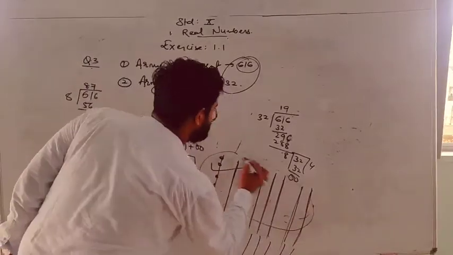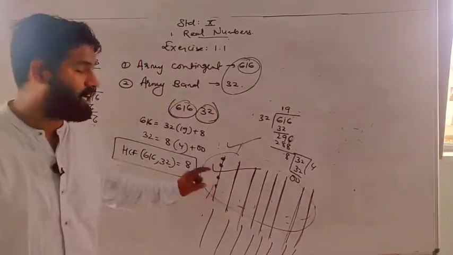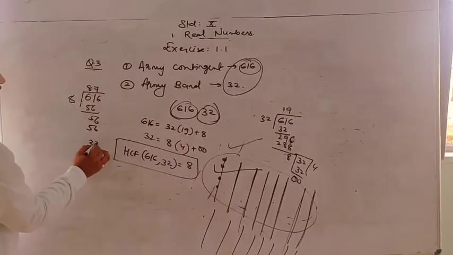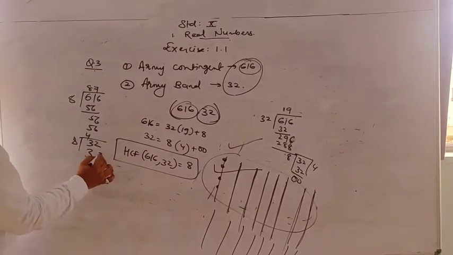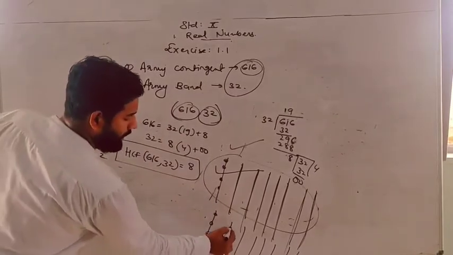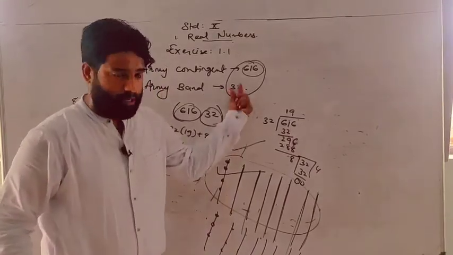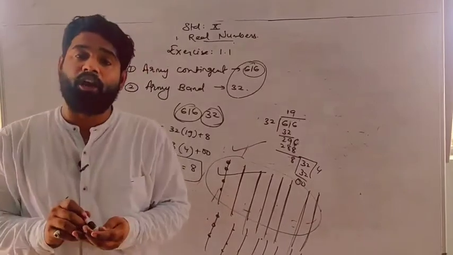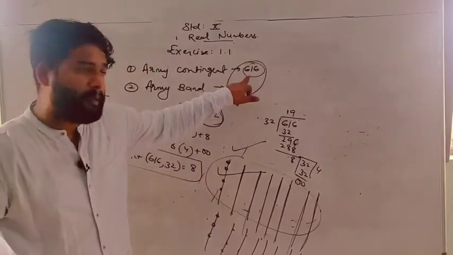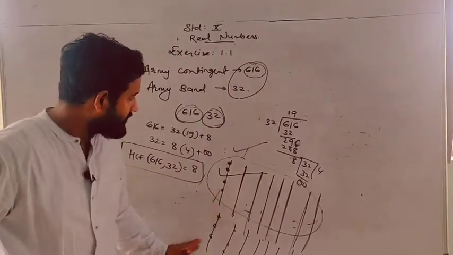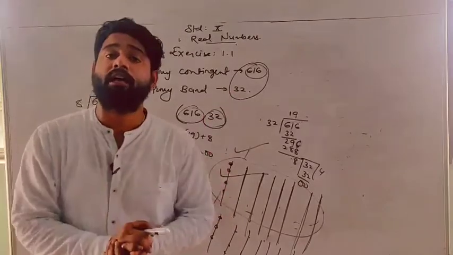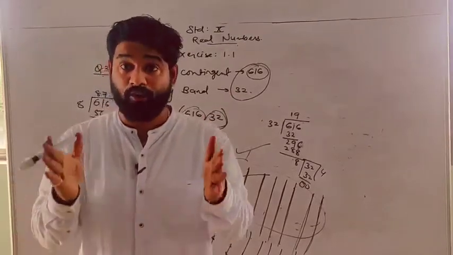So all 616 are arranged in how many columns? 8 columns. Now 32, 32 divided by 8 is 4. So here 4 people, here 4 people, here 4 people. So all these people will be arranged where each column will have the same number of people, and each column will have the same number of people. And how many total columns are required? 8. So it will look like a parade.